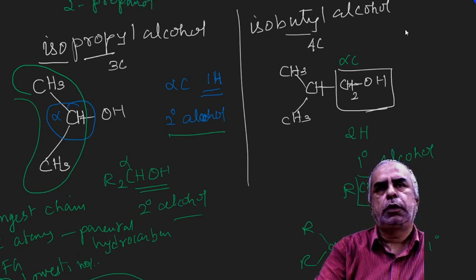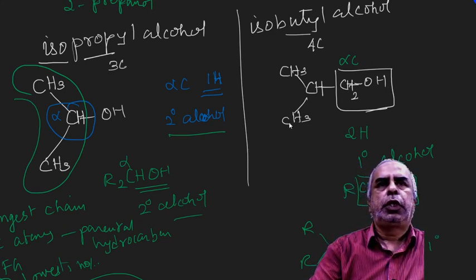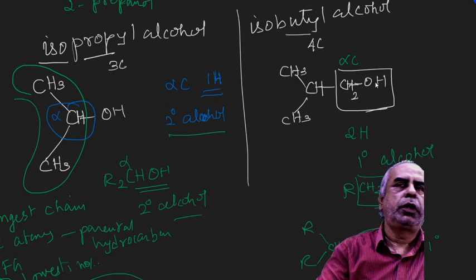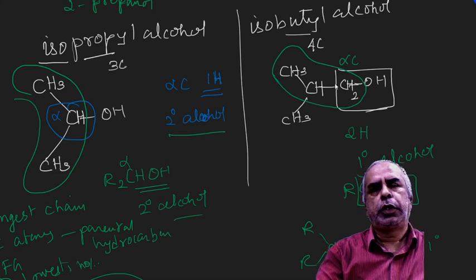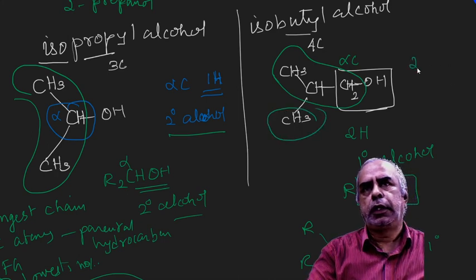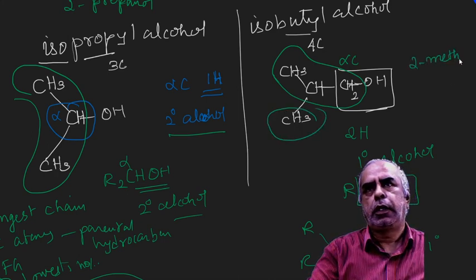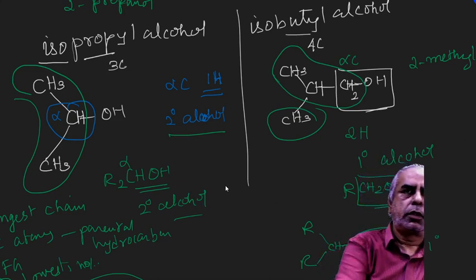And what about this one? This is 1, 2, 3, but it should include the functional group, so you have to consider this carbon chain. So 1, 2, 3, the lowest number is 1, so 1-propanol, 2-methyl, so 2-methyl-1-propanol, that's all. Are you able to understand?